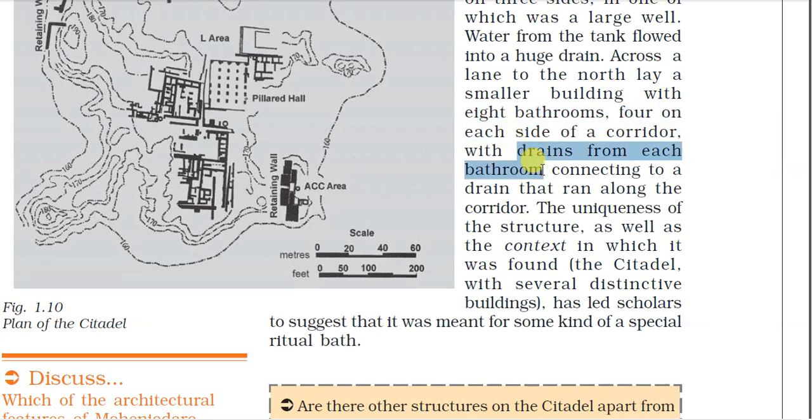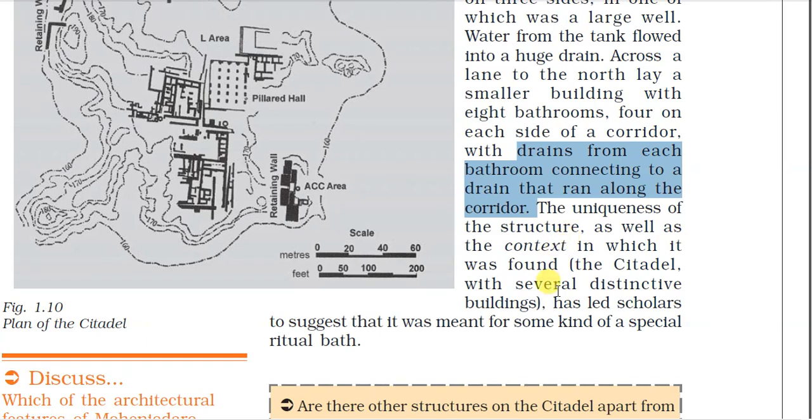Now, drains from each bathroom were connected to a drain that ran along the corridor. So again, very planned. There was a drain in each bathroom. Again, like what we have done in the houses, in the case of domestic architecture, bathroom drains were connected to street drains. In the case of Great Bath, bathroom drains were connected to the drains in the corridor.